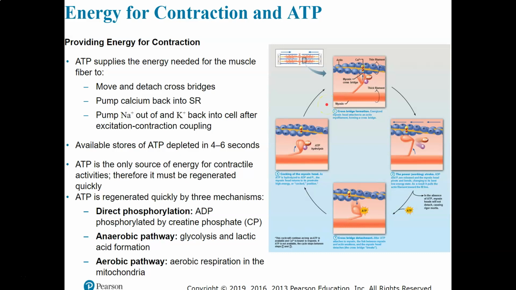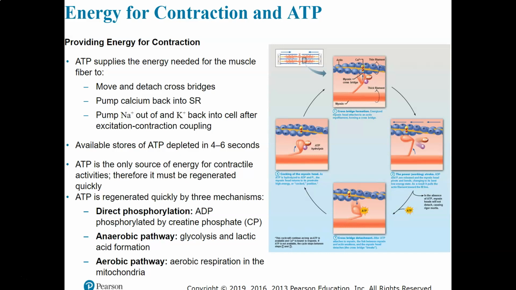We're also going to use ATP in order to pump calcium back into the sarcoplasmic reticulum in order to end contraction. We also need to expend ATP in the sodium-potassium ATPase, or the sodium-potassium pump, in order to maintain our proper concentrations of sodium and potassium outside and inside of the cell.